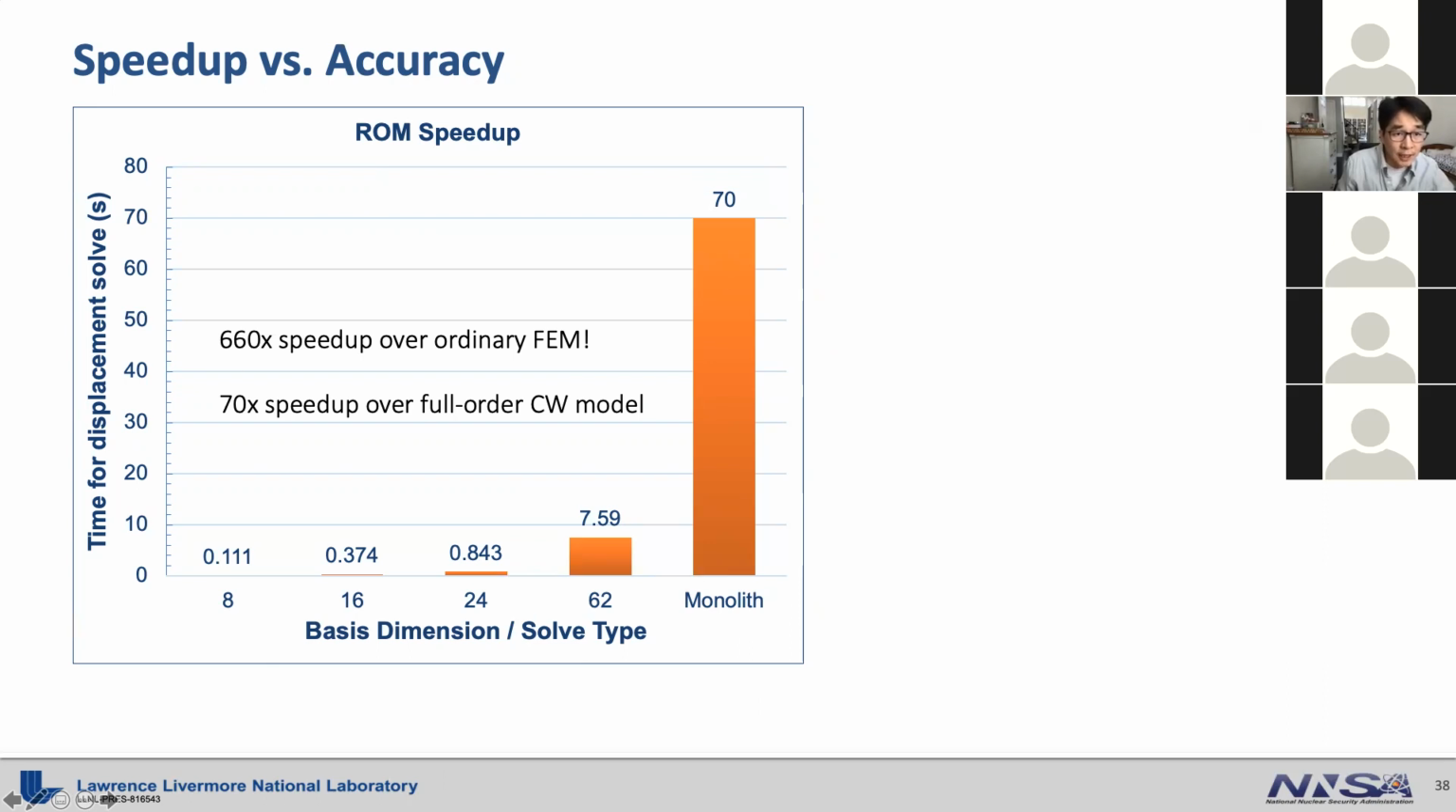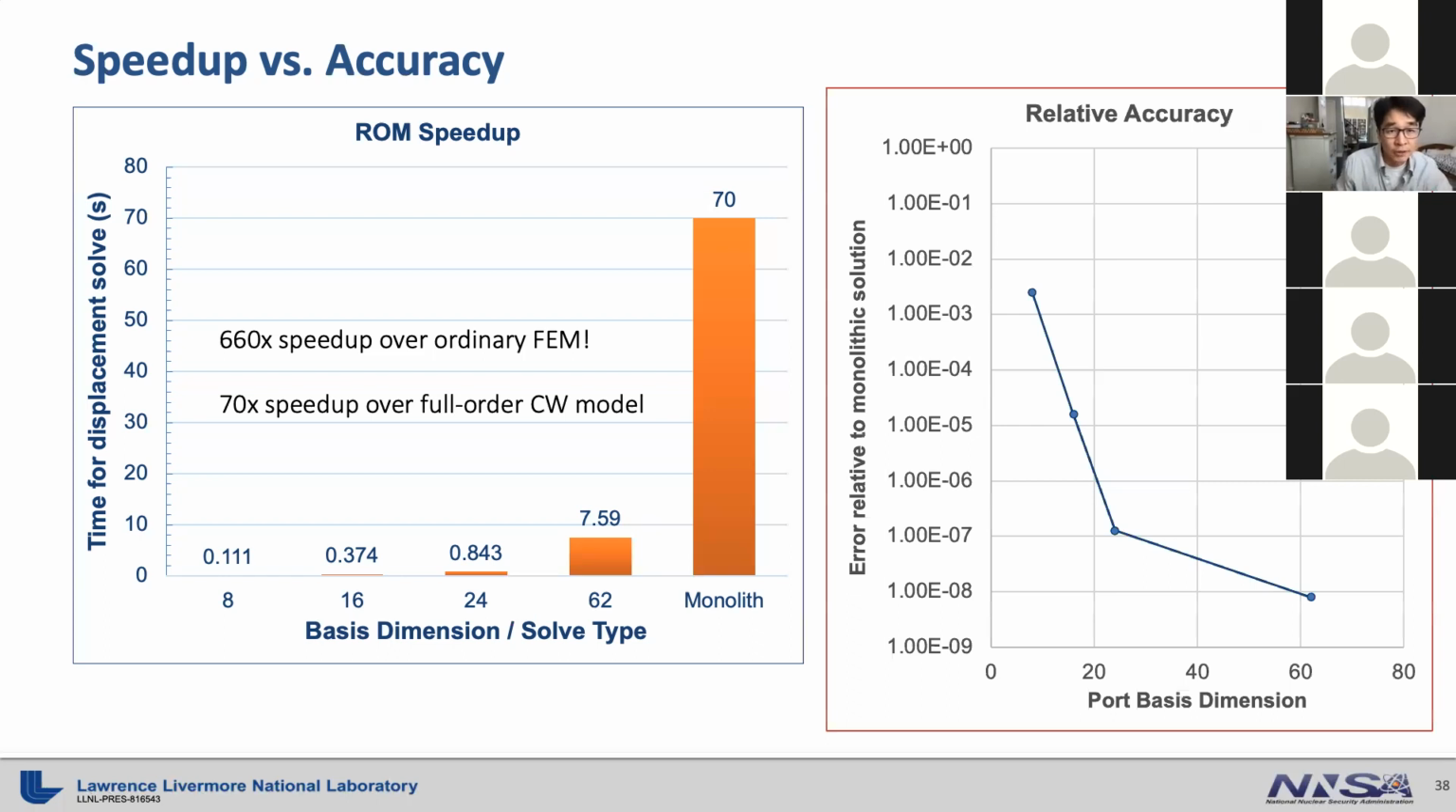When we compare the port basis number of 8 with the monolithic finite element, we get 660 times speedup, and compared with the CW-FOM, which is the component-wise version of the full order model, we get a 70 times speedup. And how about the accuracy? The accuracy is also great.